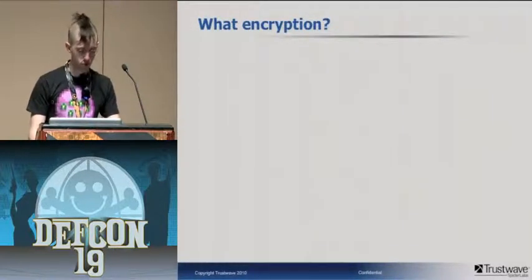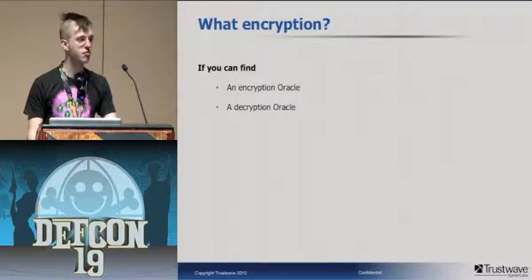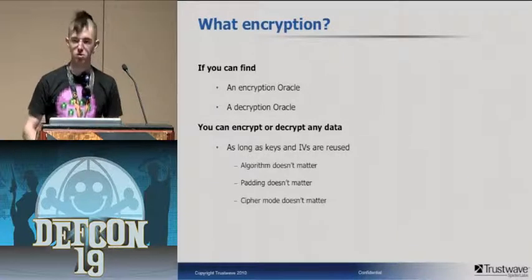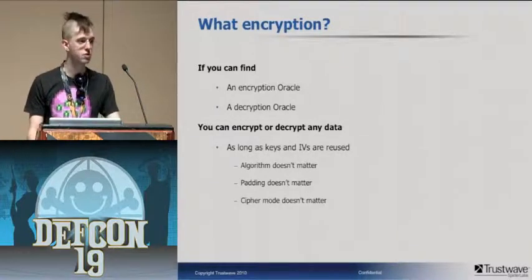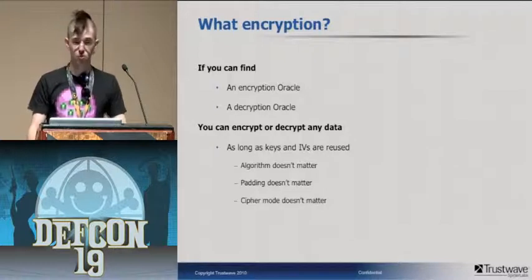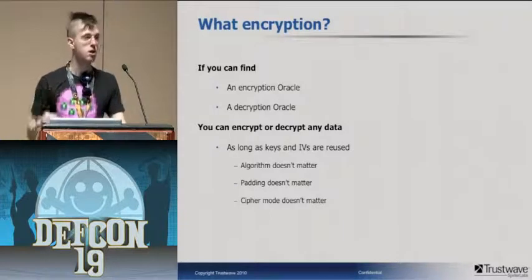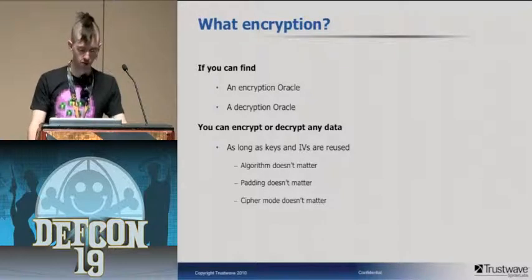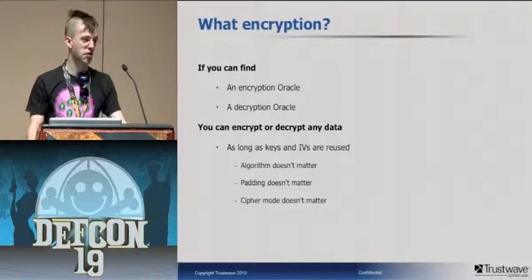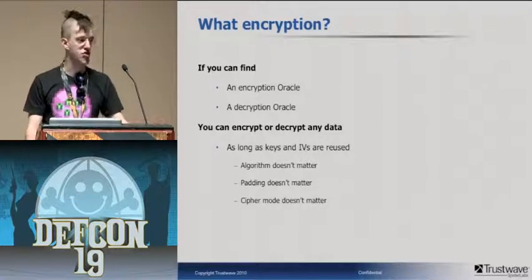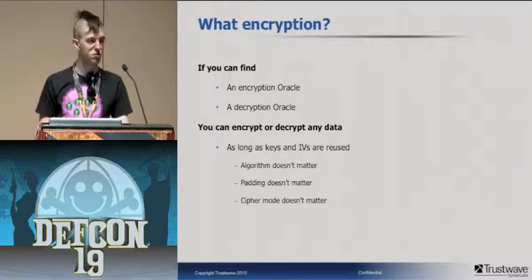So one last take-home point that I want to make is that if you can find an encryption oracle and a decryption oracle, it doesn't matter what you're using, as long as keys and IVs are reused. By the way that cryptography works, anything that's encrypted and decrypted with the same key, IV, and cipher is going to be the plain text. So whatever cipher you're using, whatever key, whatever padding, whatever cipher mode you're using, it doesn't matter if you can find an encryption or decryption oracle. Anything with that same key, IV, and cipher is now as good as plain text.